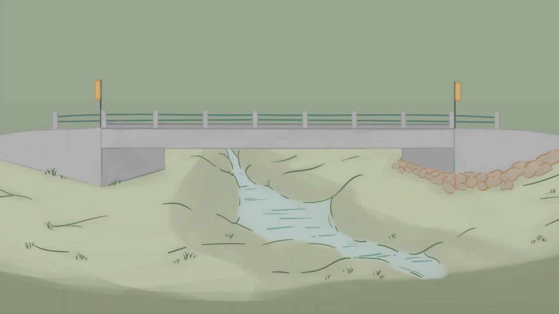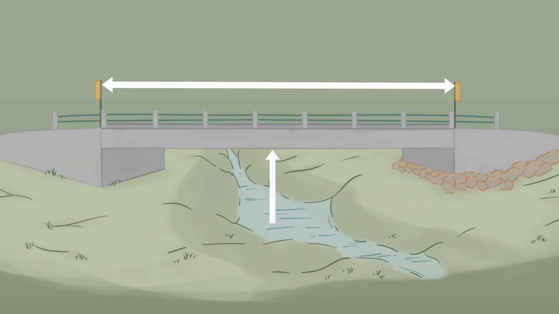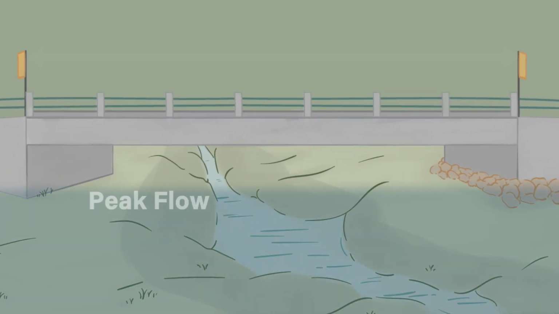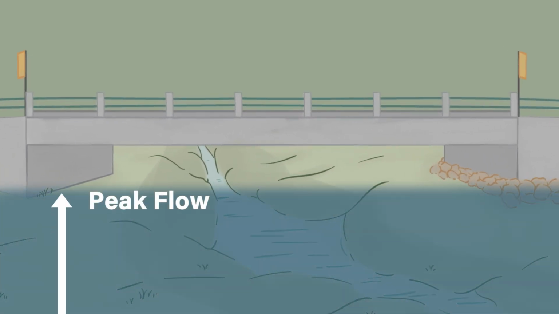When designing a bridge, it is important to ensure the proper height and length are accounted for. The height and opening of the bridge should exceed peak flows that occur during flood events, plus an appropriate extra clearance space to account for debris or navigation.